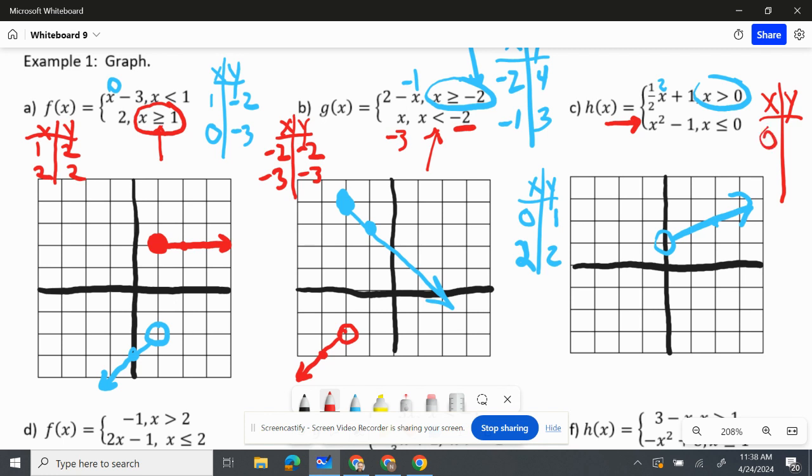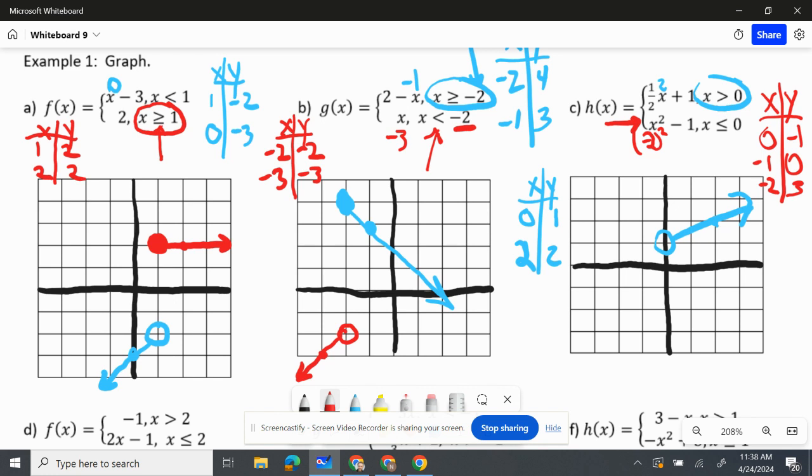I'm going to start with 0 because that's where my domain is. If I plug in a 0, 0 squared is 0, minus 1 is negative 1. If I plug in a number less than 0, negative 1, negative 1 squared is 1, 1 minus 1 is 0. Then if I plug in a negative 2, negative 2 squared is 4, 4 minus 1 is 3.